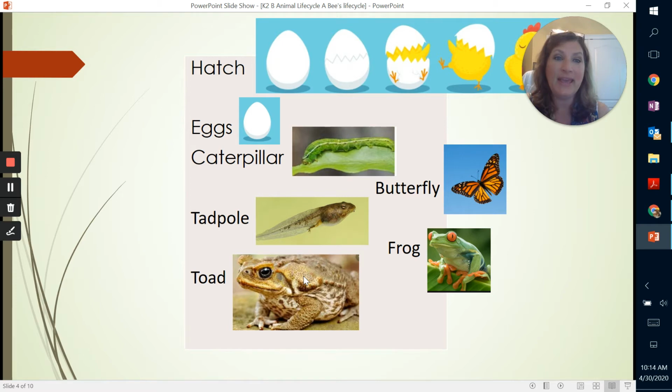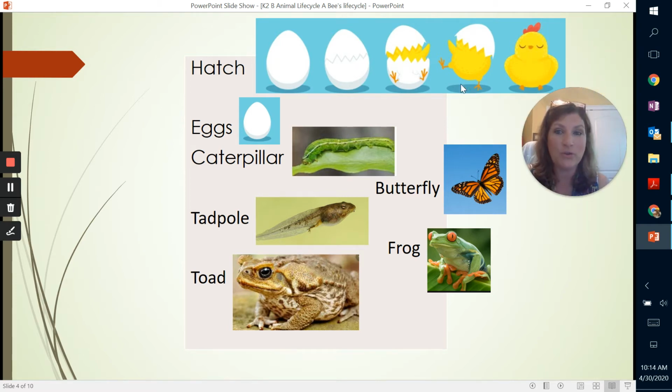Well, we've got up here some photographs, and these are some other words that you might need when you retell. Hatch, eggs. Now you're like, why do you have the word caterpillar and butterfly up here? Because I have a challenge for you later on in the lesson. Tadpole, frog, and toad. Now, you know that not only is the life cycle just about a bee, you have the life cycle of all kinds of animals, not just a bee.